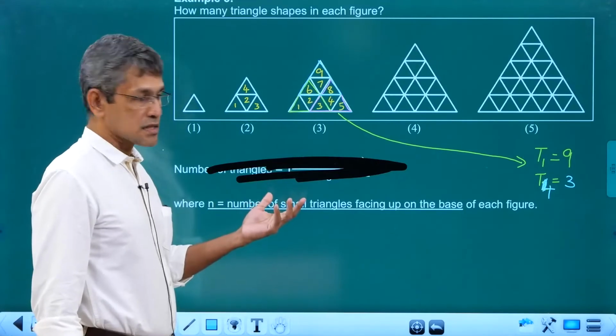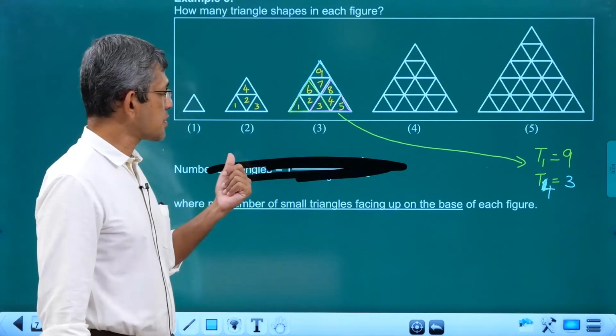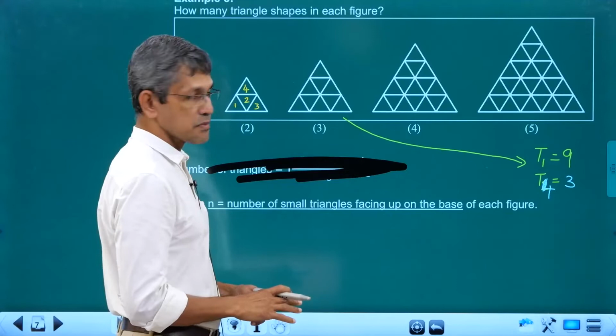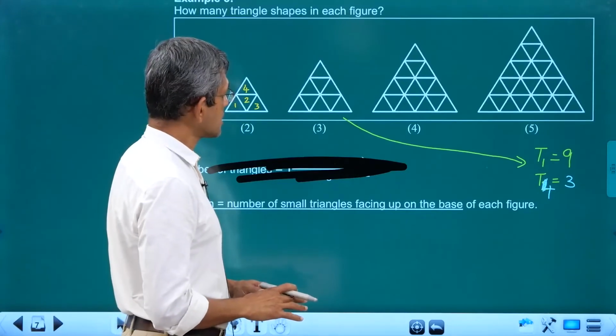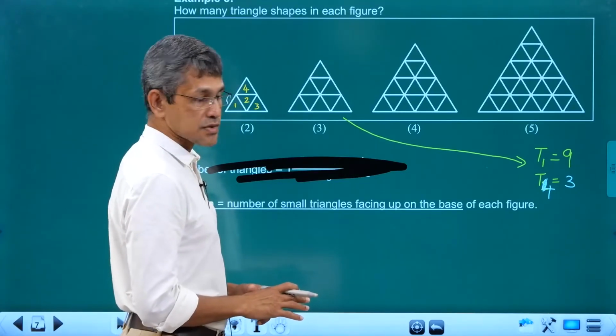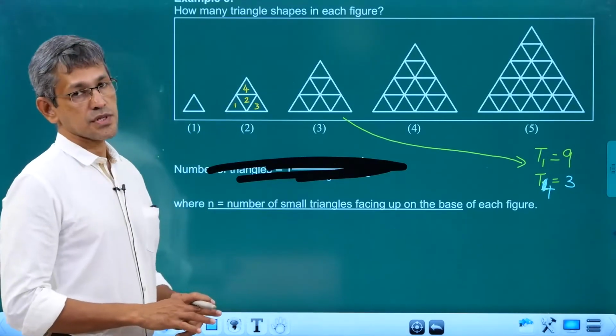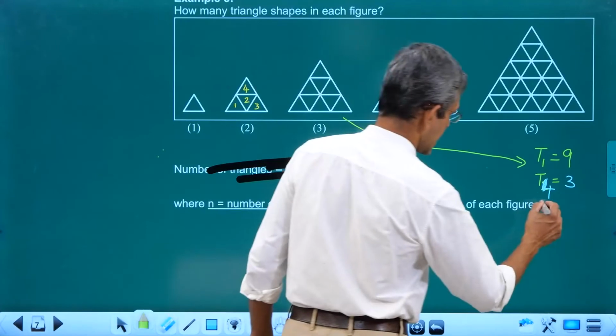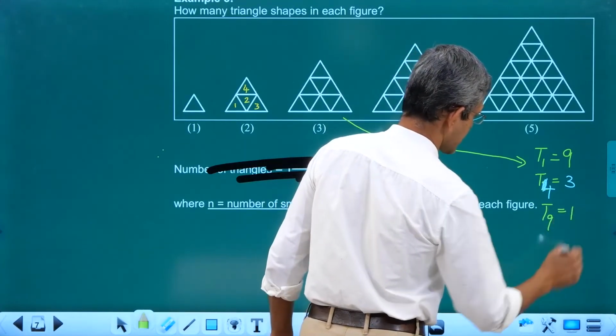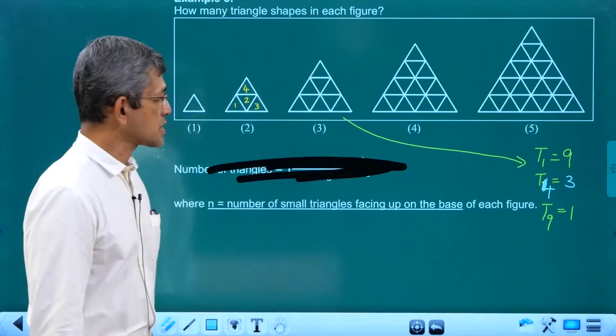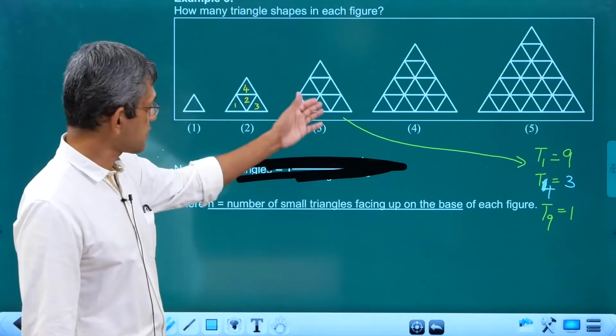Anything more than that? 5 pieces together, is it possible? 6 pieces together, is there any possibility? 7 pieces together, is there any possibility? Not really. 8 pieces together, not really, but all the 9 pieces together, we have a triangle. So T9. T9, how many? 1. So 10 plus 1 is 13. So we'll have 13 triangles here.